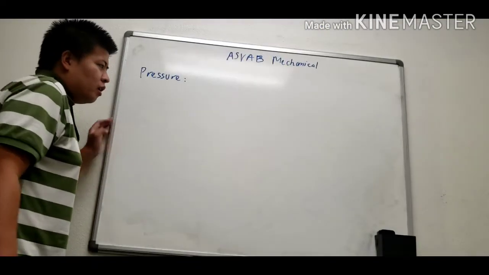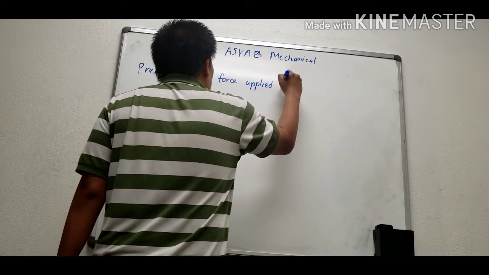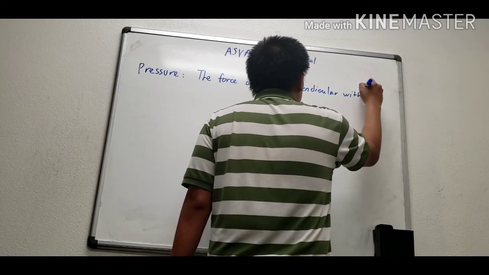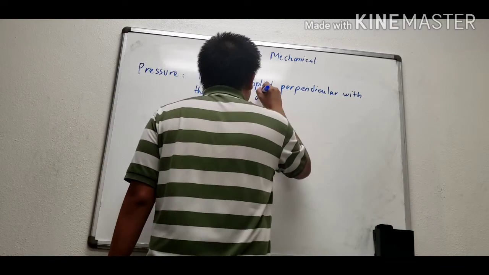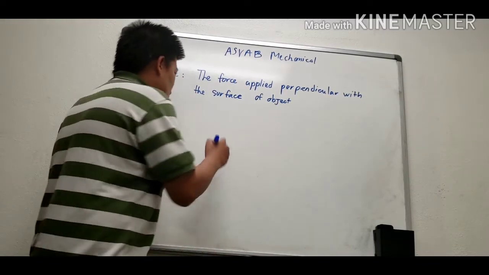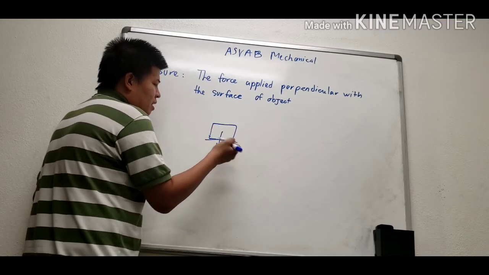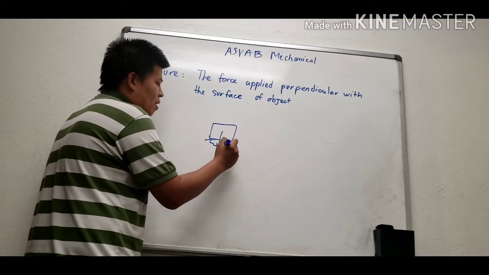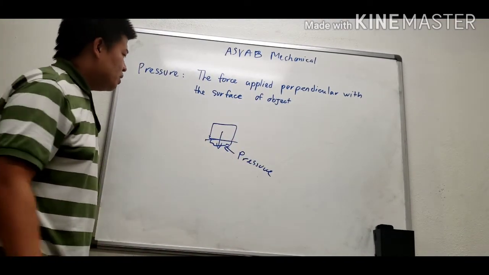The next one we will talk about is the pressure, and the definition of the pressure is, let's say, the force applied perpendicular to the surface of an object. For example, we have the surface in here. We have the object. This object has gravity applied as a force. That's the gravitational force on this surface. And this surface will have the pressure, because the force is applied perpendicular to the surface. And that's why we have the pressure on the surface.